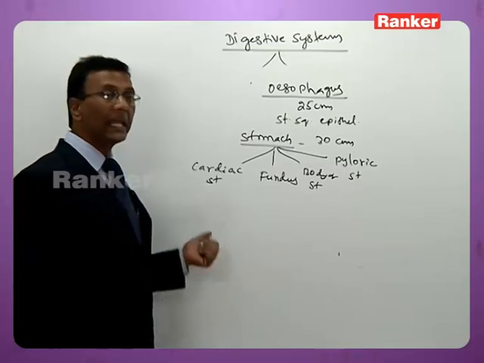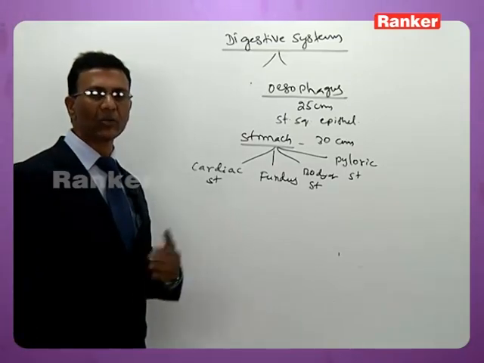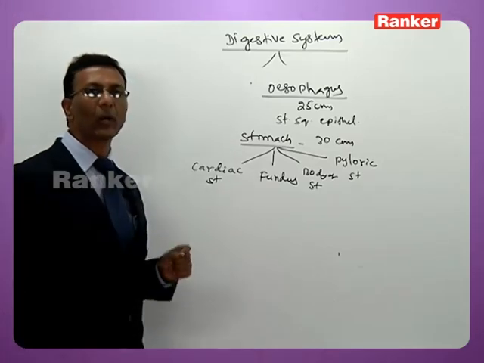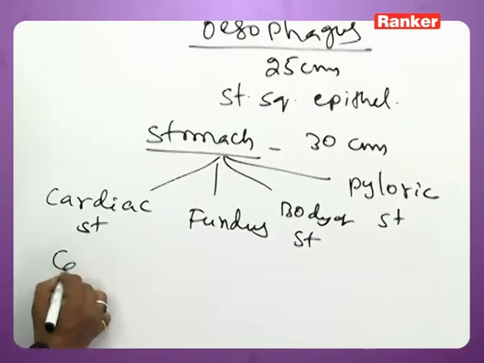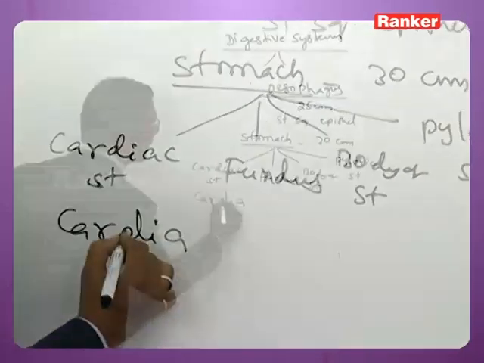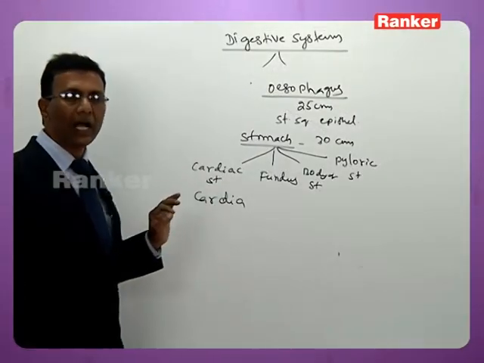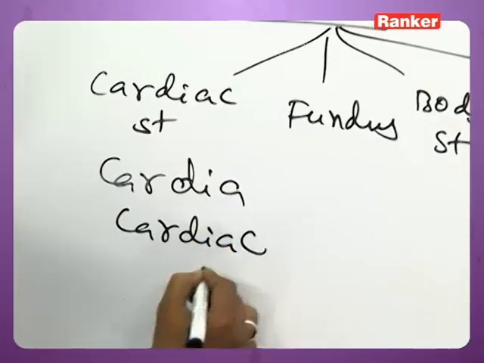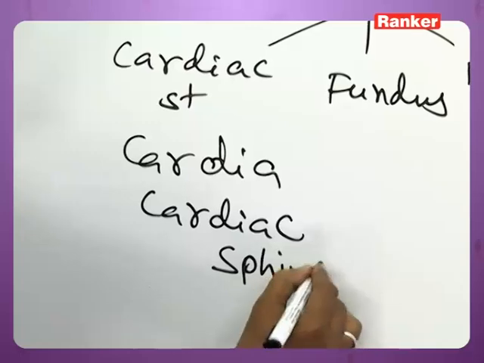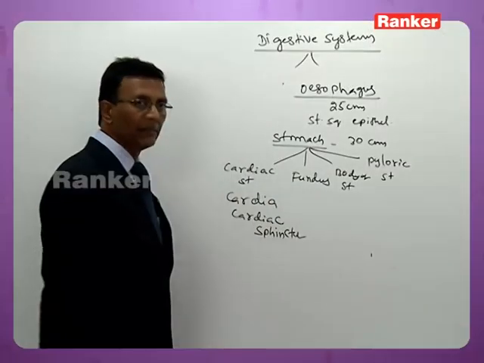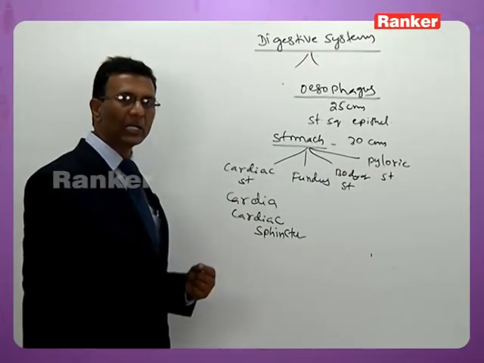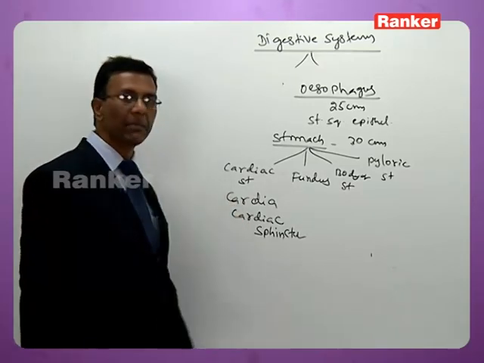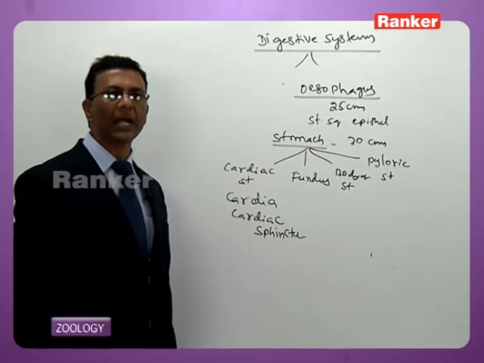Now the cardiac is the anteriormost part. Since it lies near the heart, it is known as cardiac stomach. The esophagus opens into the cardiac stomach through an opening called cardia. Cardia is guarded by a sphincter called the cardiac sphincter.